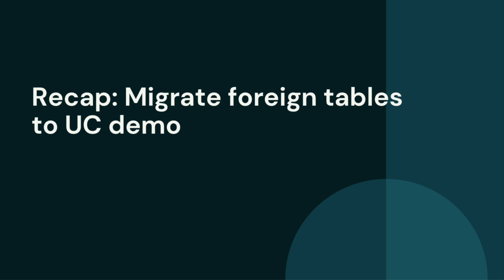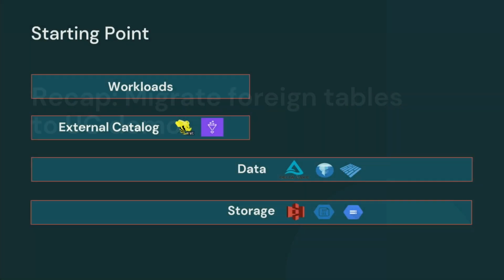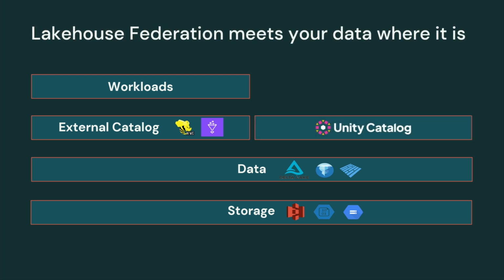So we're going to go back to our architectural diagrams, and from our starting point, from the beginning, we've had workloads on this external catalog. We have maybe existing databases. We have our data and our storage, and we want to use Databricks without disruption. And so the first thing that we do is we can enable Lakehouse Federation to meet your data where it is. No data copy involved here. Unity Catalog on day 1 can start providing you things like lineage and auditing.